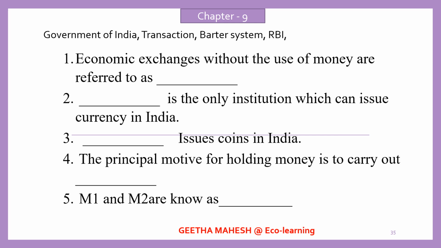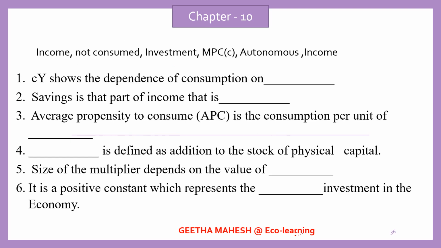Economic exchanges without the use of money are referred to as barter system. RBI is the only institution which can issue currency in India. Government of India issues coins in India. The principal motive for holding money is to carry out transactions. M1 and M2 are known as narrow money.